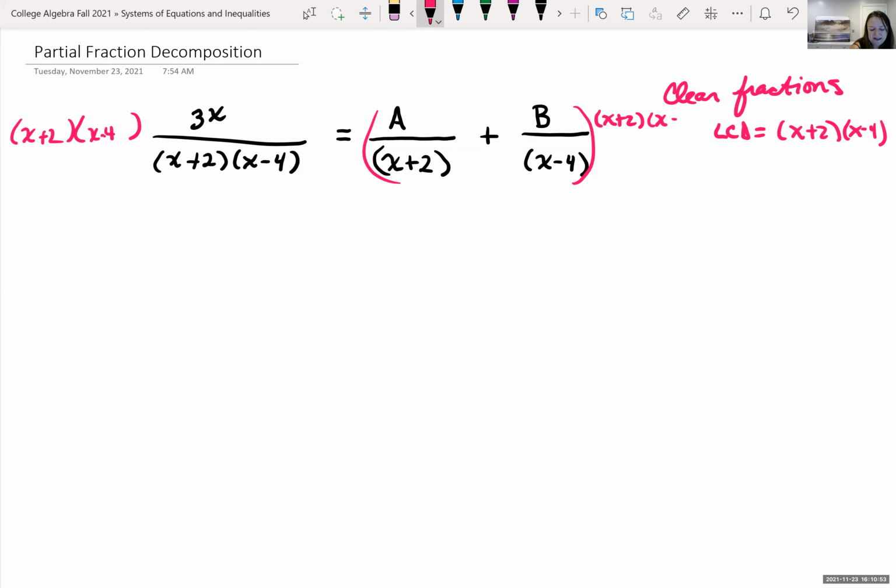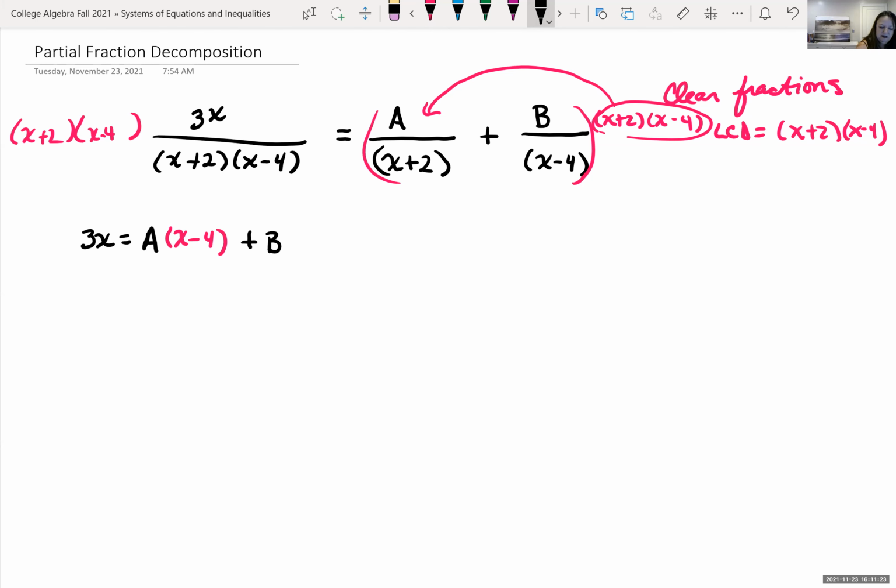When I multiply it on the left-hand side, we're just left with our numerator, 3x, is equal to, well, when we distribute this to the first fraction on the right-hand side, notice that x + 2 cancels. So we're left with A all times the other factor, x - 4, plus B, and then distributing, x - 4 cancels, and we're just left with x + 2.